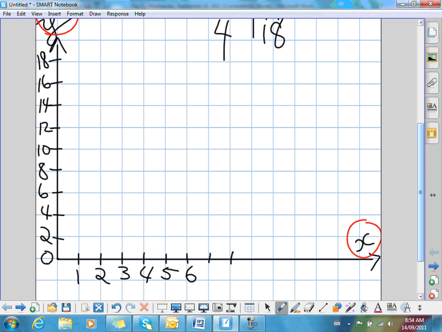Because my highest value is 18, I need to make sure I have enough room, okay? Oh, you have a question? I just put it up to 6 so it looks even, although we don't use 6, okay? You don't have to, you can go up to 4 if you want to.